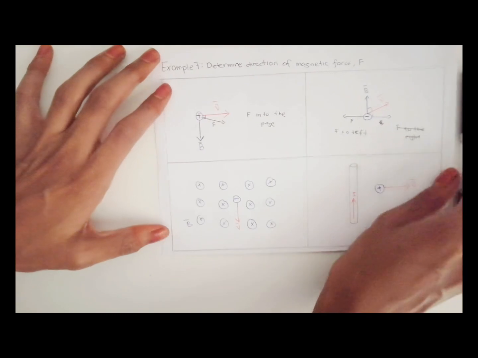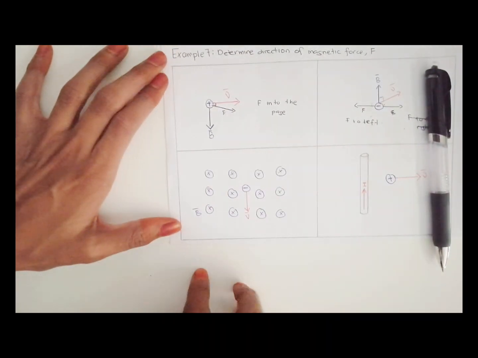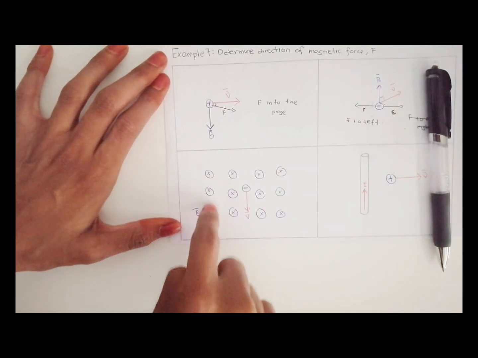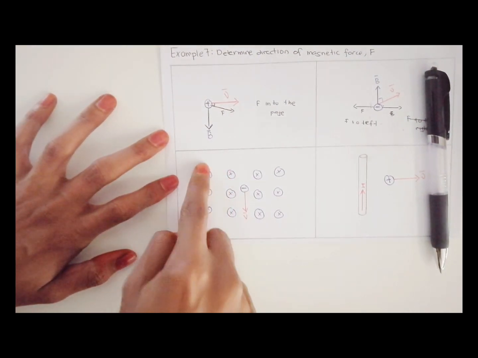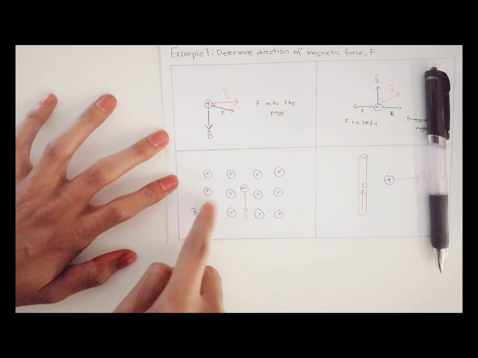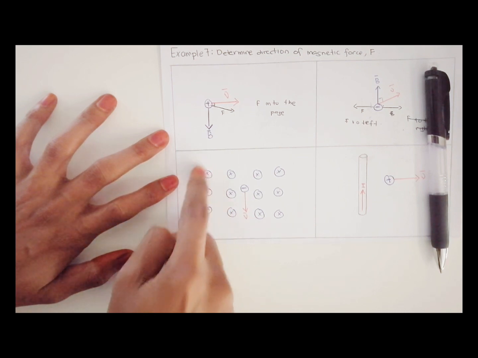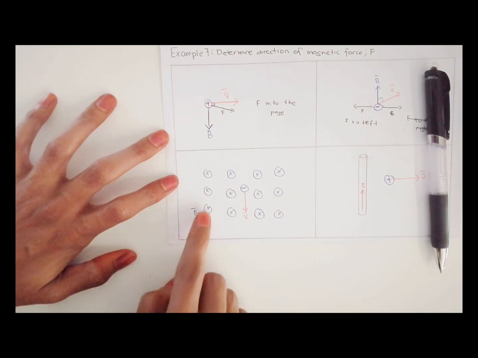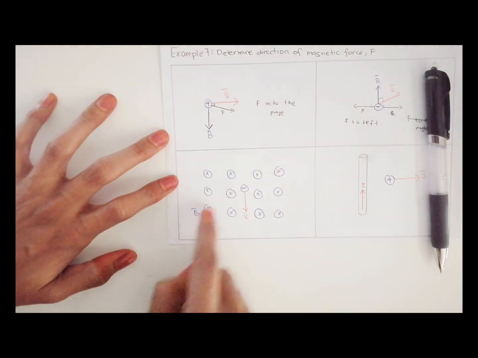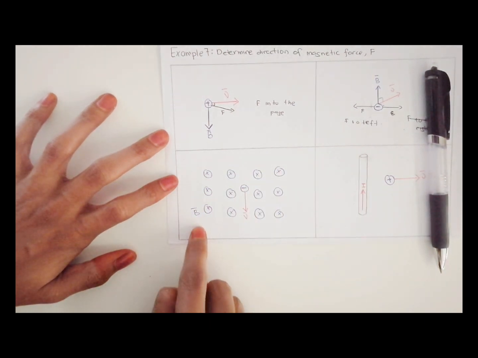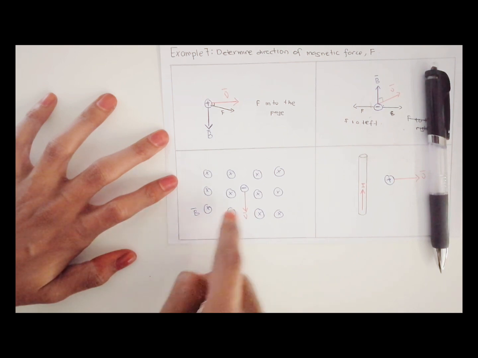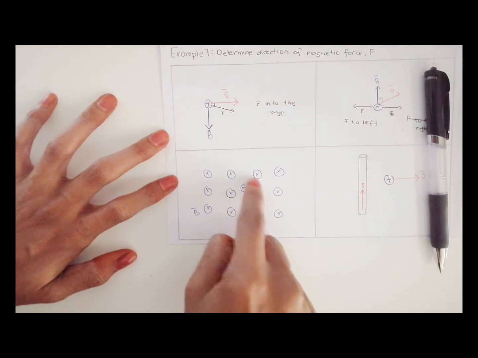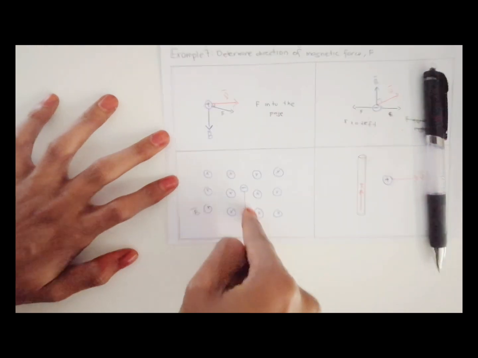Alright, next we're going to look at the third example here. Kalau kamu tengok, kamu ada cross dekat sini. Cross here indicates that into the page. So, siapa yang into the page dekat sini adalah B. So, dia letak cross banyak-banyak. Lepas tu, dia tulis B dekat tepi. This indicates that your magnetic field is pointing into the page. Okay. Dan juga kamu ada charge yang bersifat negatif and it has a velocity downwards.